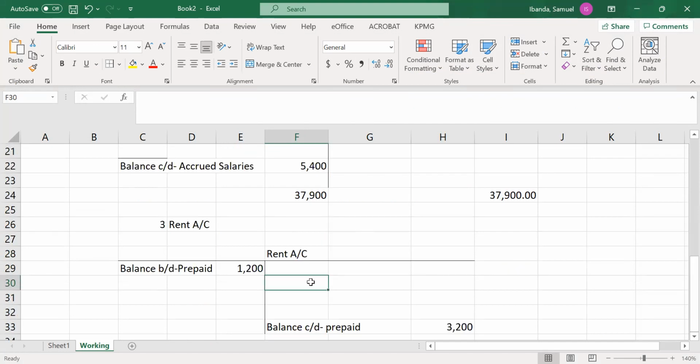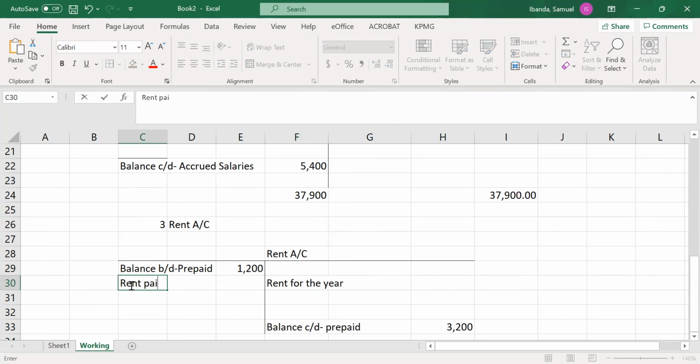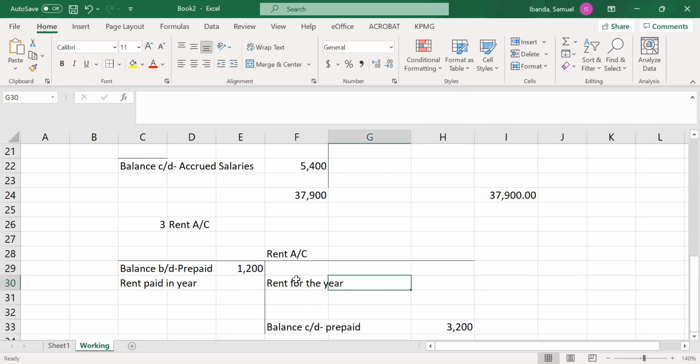I'm going to say that rent for the year is usually on this side. And rent paid in the year is on this side. So this is what I'm looking for. I'm looking for the rent for the year. That's why I've drawn up this account. So what I'll basically do is get the rent that was paid in the year. And I get this from my cash book.